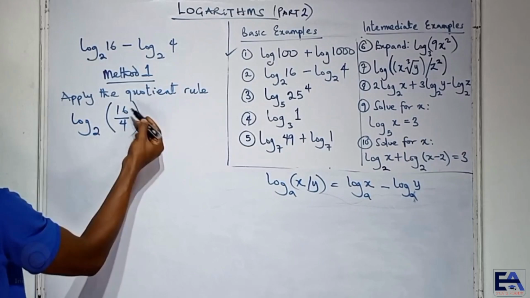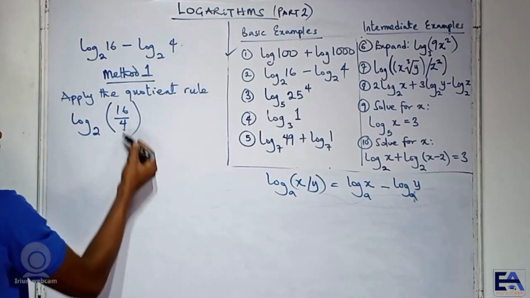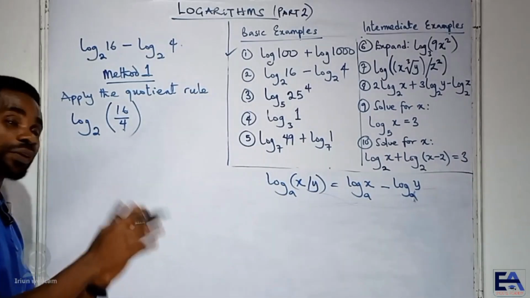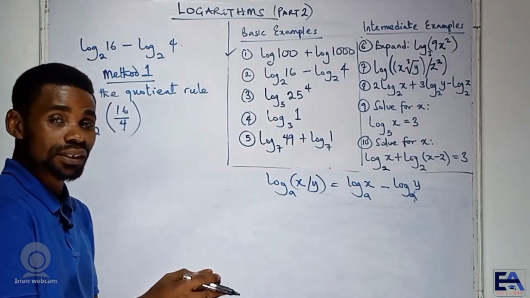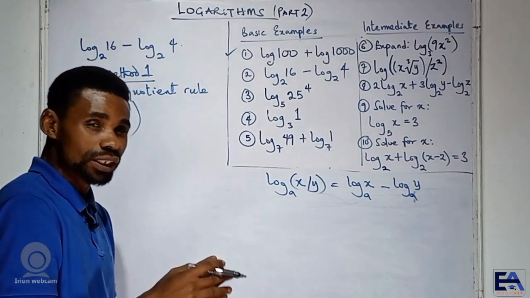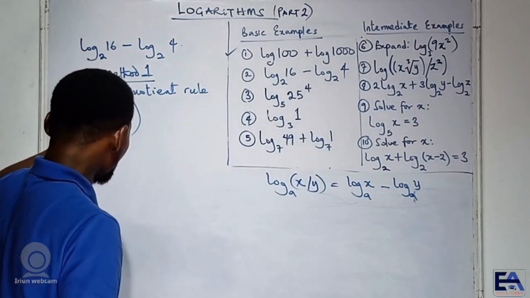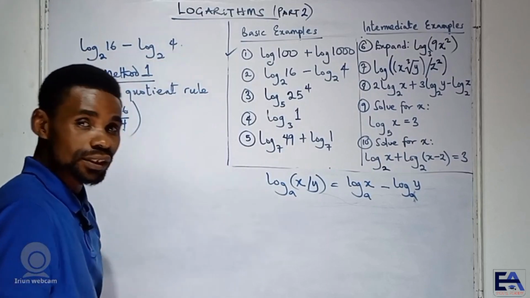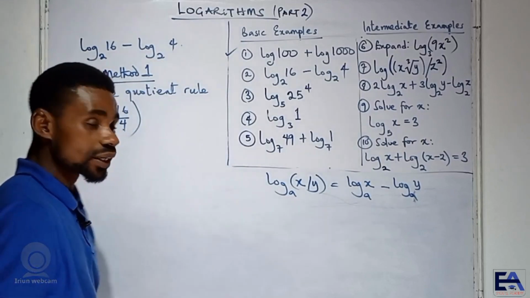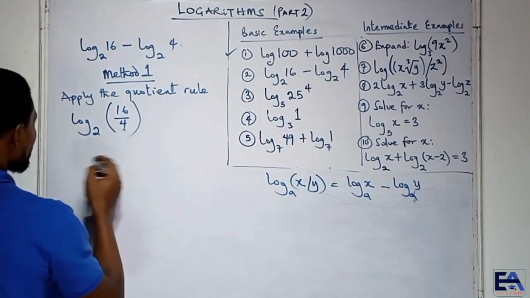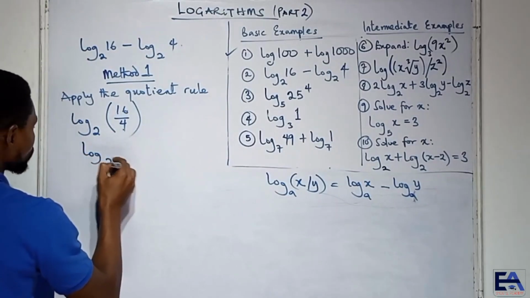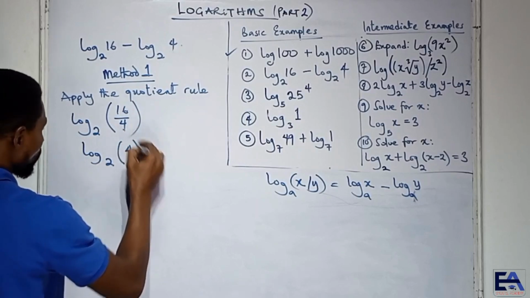The first number comes up, then the second one goes down. Please, that order of arrangement is extremely important. The first one is up, the second one is down. Don't do it the other way around, you get the wrong answer. Okay, so then we now have what? Log 2, 16 divided by 4 is 4.